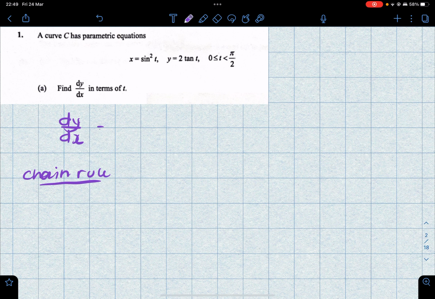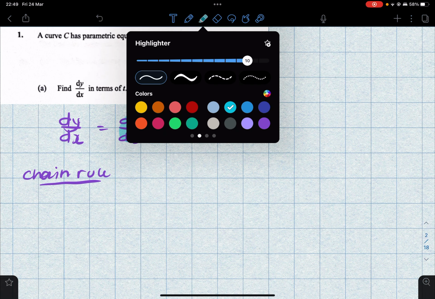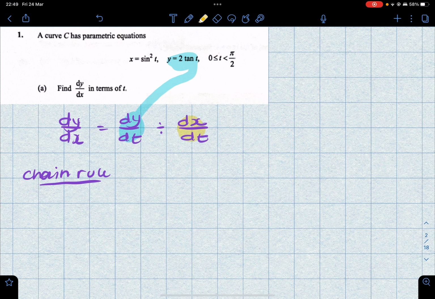Now, the chain rule means that we can find dy by dt and then divide it by dx by dt. So dy by dt we can find from here, and dx by dt we can find from here.